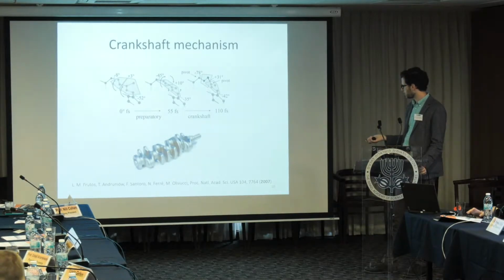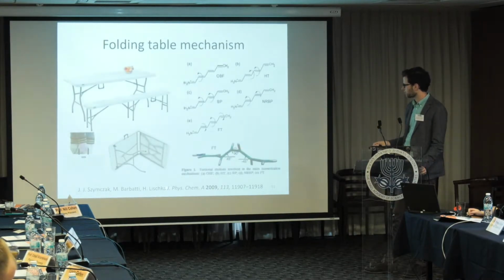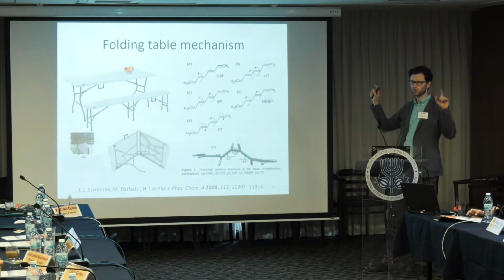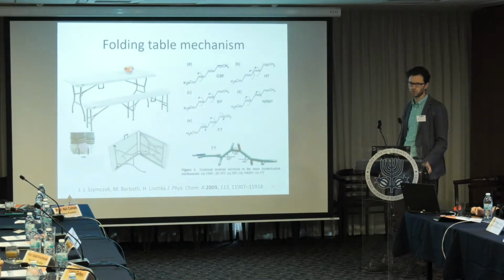Okay? So then after 2007, a group from Hans Lischka came up with the folding table mechanism. They say that there are three double bonds. The one in the middle rotates in one sense, and the outer double bonds rotate in the opposite sense. And by this orientation, they will reduce the space. So, and if you think this is funny, wait until the next slide.